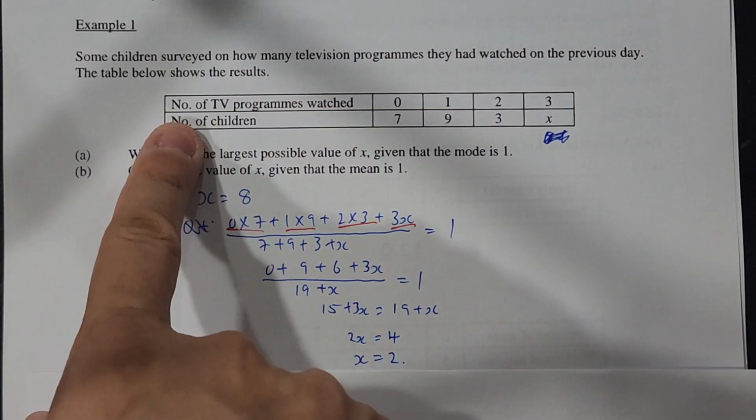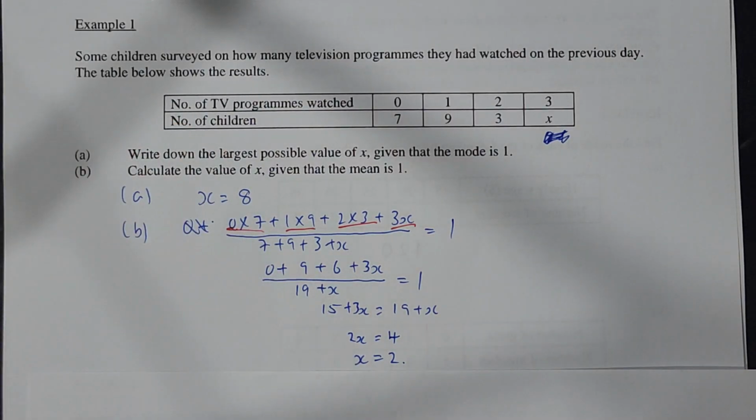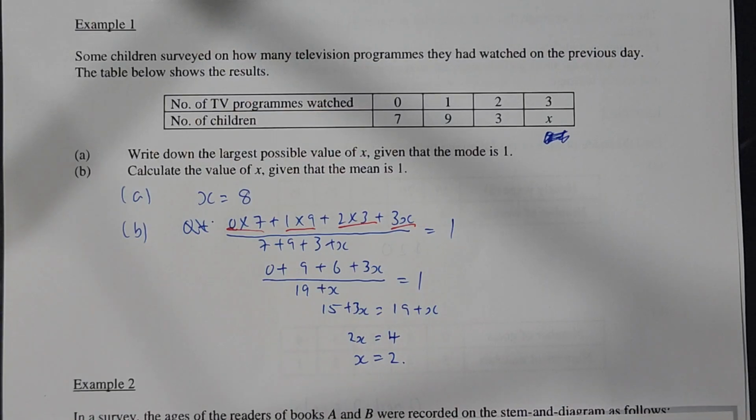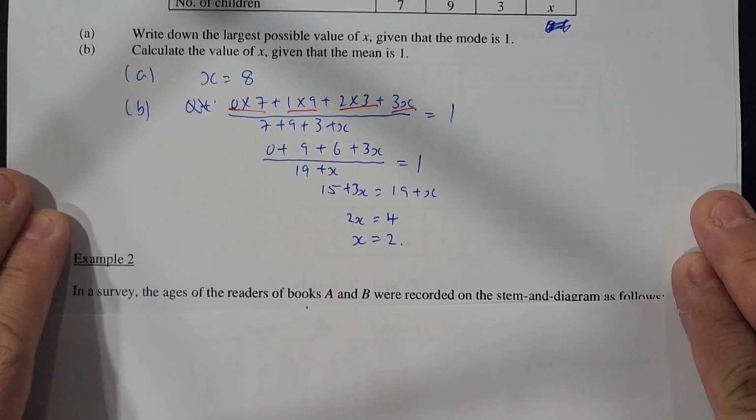Now over here, you should expect your x to be an integer, a whole number. Alright, because as I said before, it is the number of children. If your x turns out to be a non-integer, okay, please check your answer again, or please check the working again, especially the first part. That means something is wrong already. Alright, can? Now, example 2.